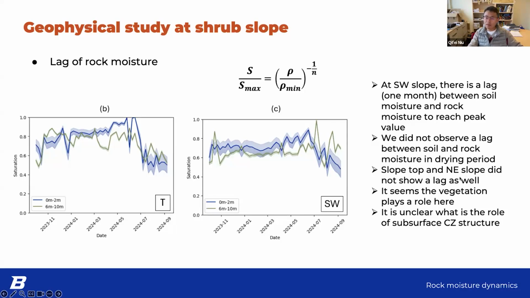And also the slope top and northeast slope did not show a lag as well. So that means the lag can only be observed at some slopes, like the south-facing slope in this case, and at the slope top we cannot observe that either. Yeah. So it's unclear what the role of a specific structure is on the rock moisture. So clearly more work needs to be done.